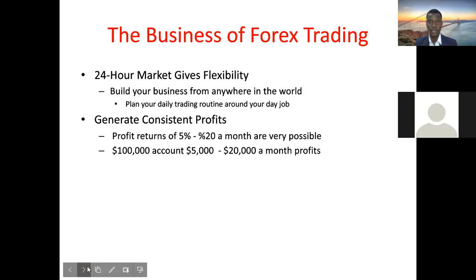But if you don't want to risk much and you know what you are doing, you can decide to put it low at 5 to 20%, and that's what we're going to be discussing in this course. So for example, let's say you have a $100,000 account, and 5% of that account in a month is $5,000. There are people who can live on 5,000 and live well. And if it is 20%, you're able to make 20,000 a month. So you can see the opportunity of being a trader.